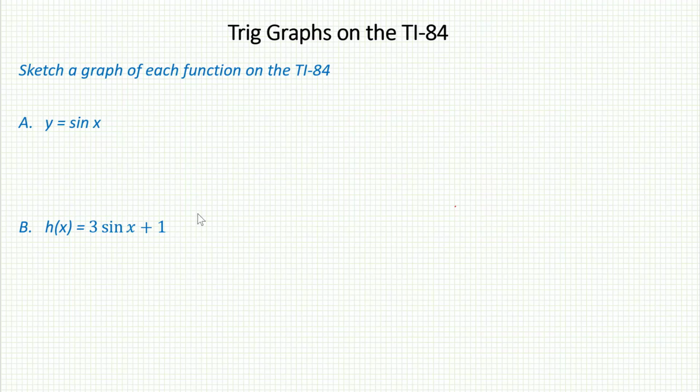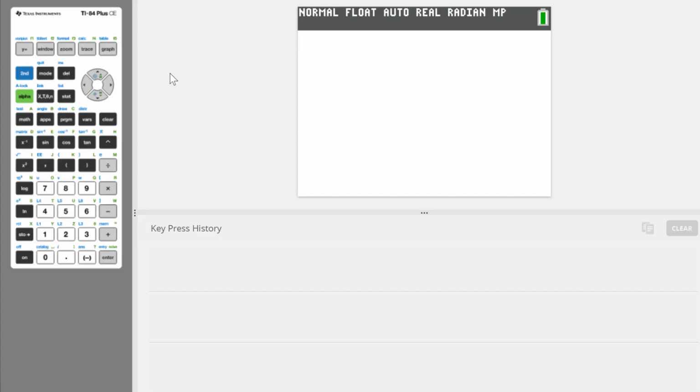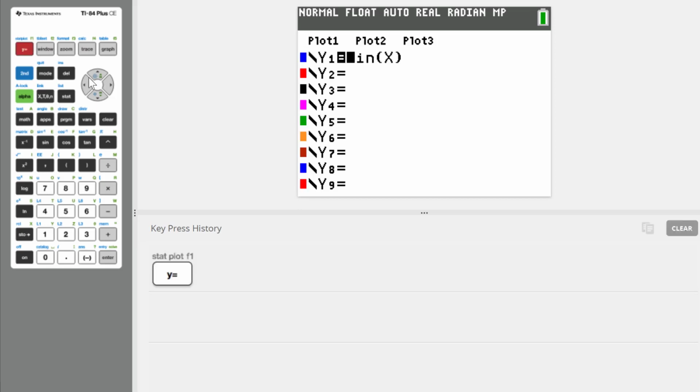Now let's see what happens if we make a couple of adjustments to our equation. So instead of doing y equals sine x, how about I graph this function? H of x equals 3 sine x plus 1. So to do that, I'll need to go back to my y equals area. I'll need to clear out the former equation.